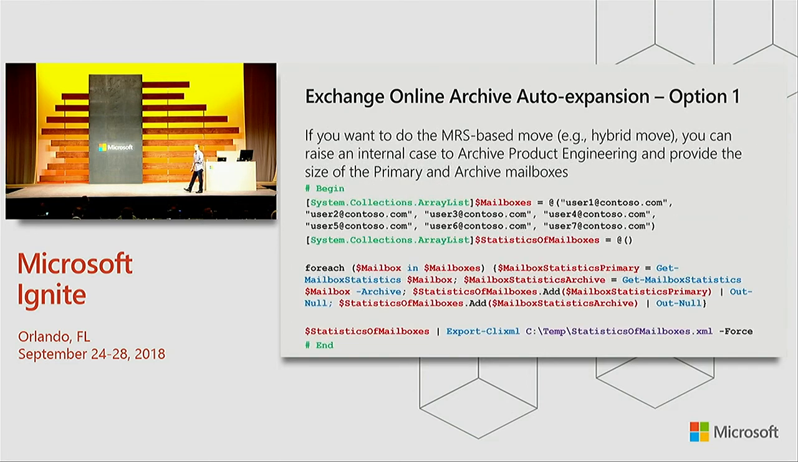So what's the solution? Well, we've got two options for you. One is if you're doing an MRS-based move, the hybrid move, you can raise an internal case with us. It is a support call, but you'll connect to the archive product engineering team. You'll give them the size of your primary and archive mailboxes. If you're not sure how to do that, here's a perfect script for you to use. Get the size of the mailbox, give it to them, and they'll go ahead and make the adjustments for you.